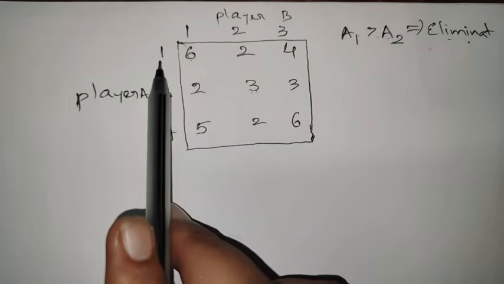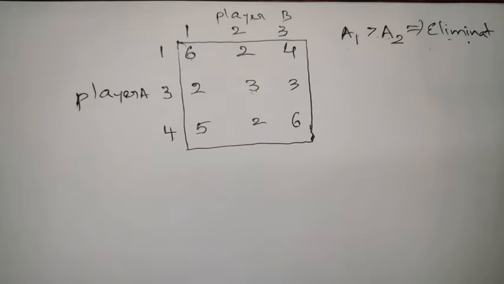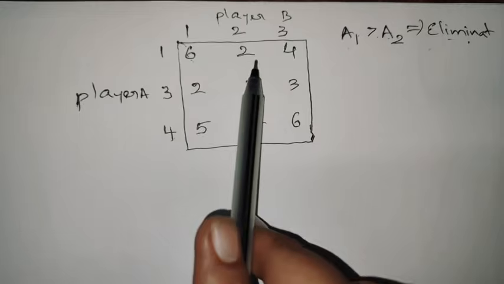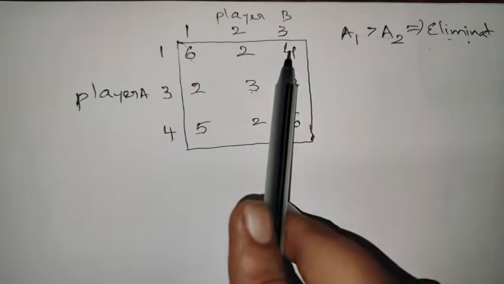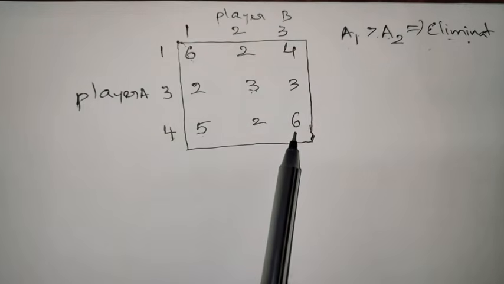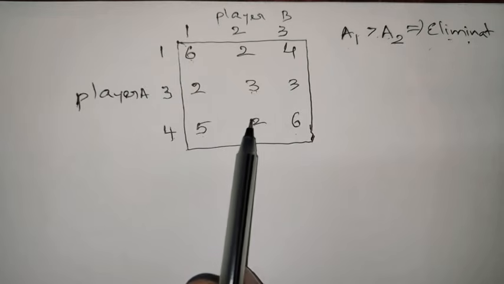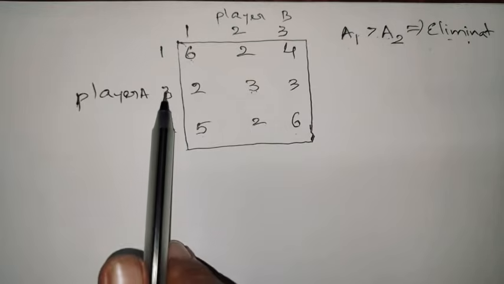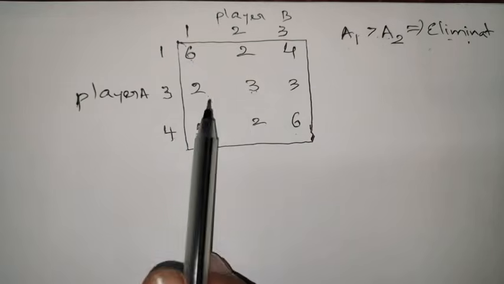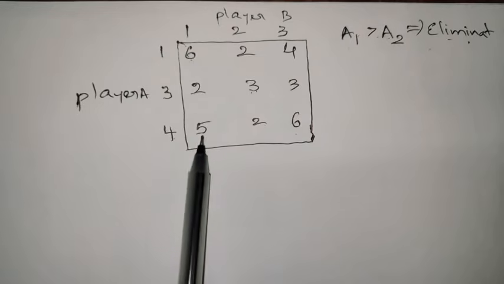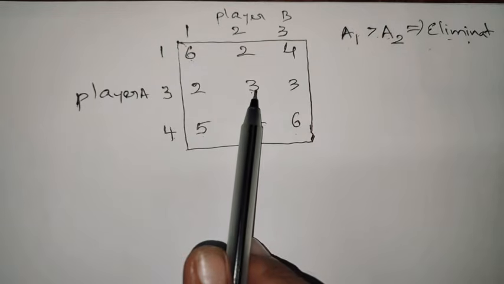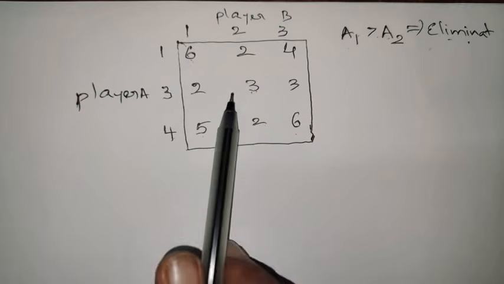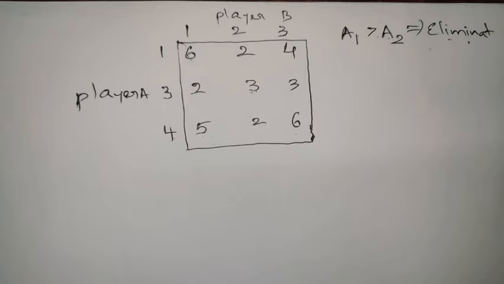Now take strategy 1, strategy 4. Then compare 6, 5. First strategy is higher. 2, 2. Both are equal. 4, 6. Strategy 4 is higher. So none of the rows is dominating another one. So it is not a possible combination. Then take strategies 3, 4. Then compare 2, 5. Strategy 4 is higher. 3, 2. Strategy 3 is higher. So none of the rows is dominating another row. So it is also not a possible combination.